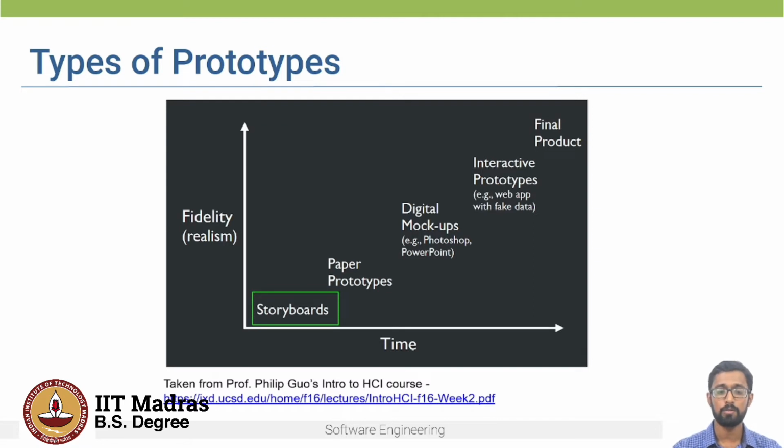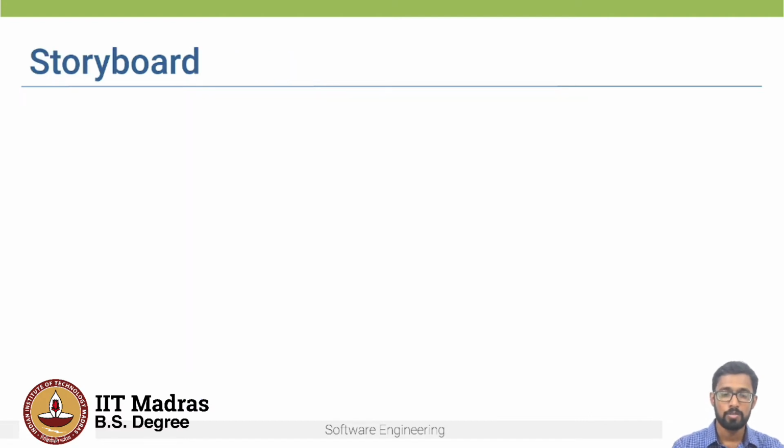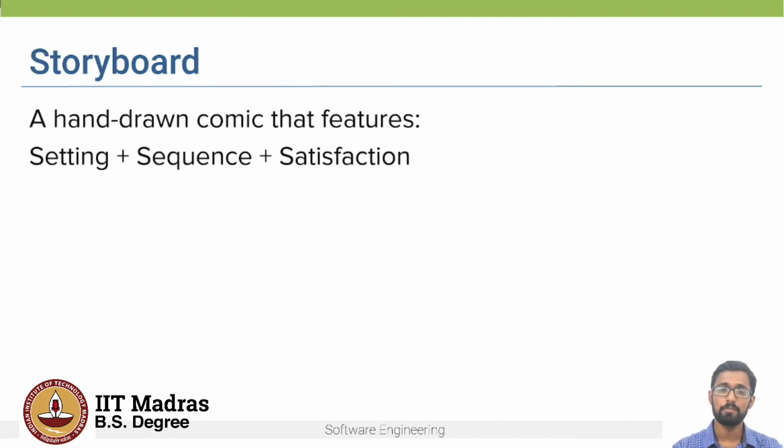So now let us look at what storyboards are. A storyboard is nothing but a hand-drawn comic that features three important elements. One is the setting, second, the sequence of activities in the task, and finally, the satisfaction which the user receives.